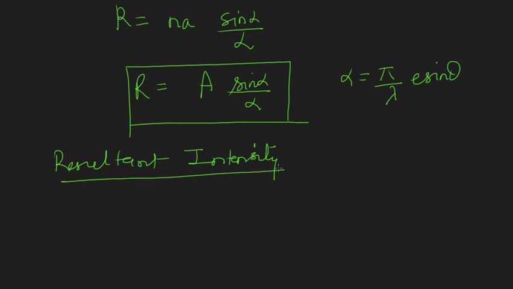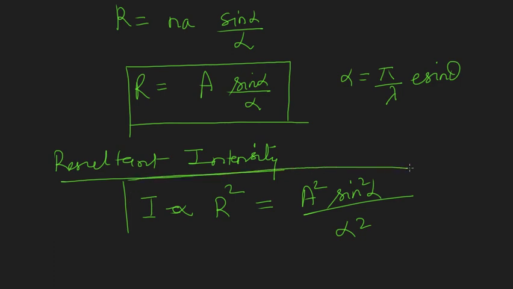This is due to Fraunhofer diffraction due to single slit. I is equal to, and you all know that intensity is directly proportional to R square. So I get A square sine square alpha by alpha square. This is my resultant intensity.